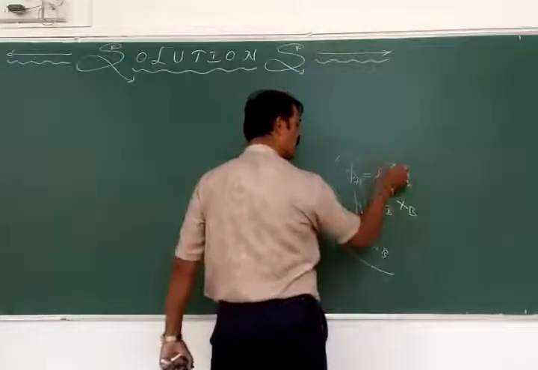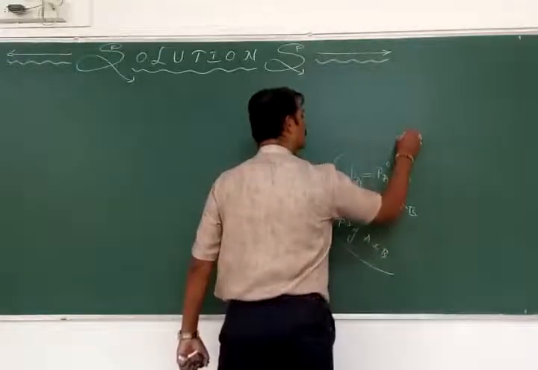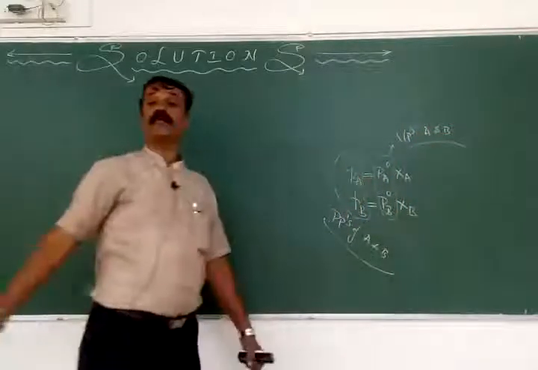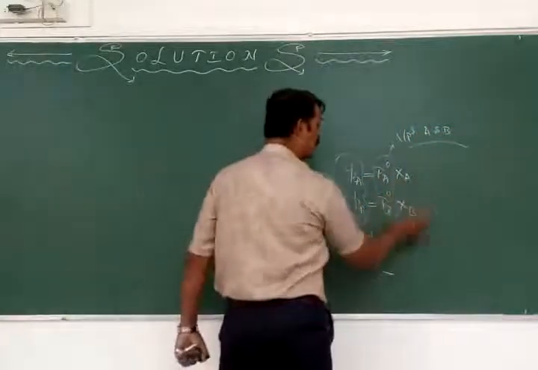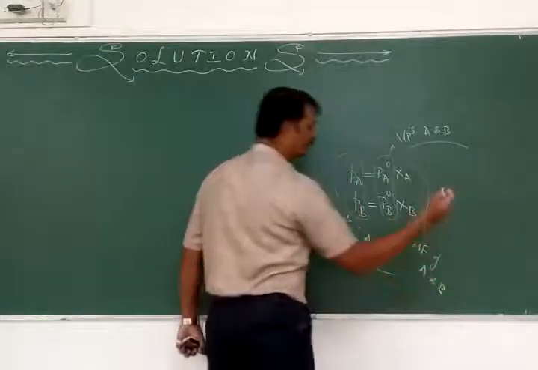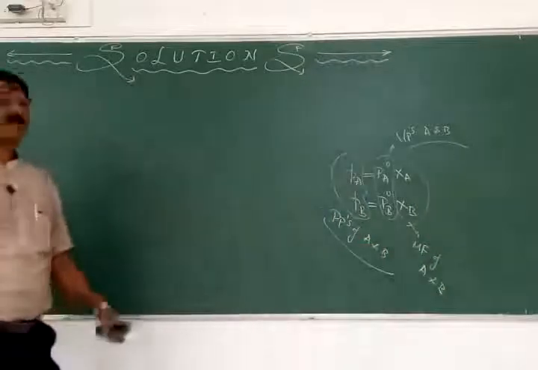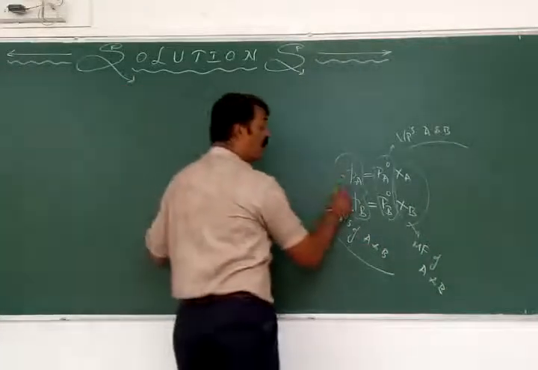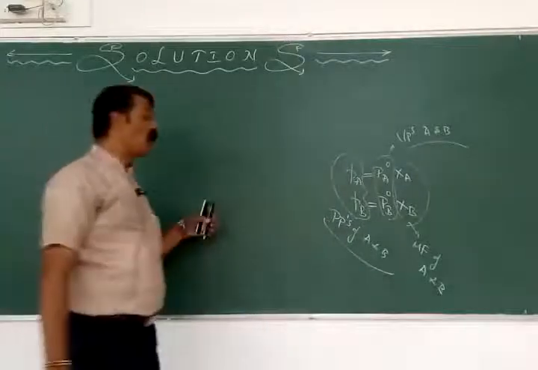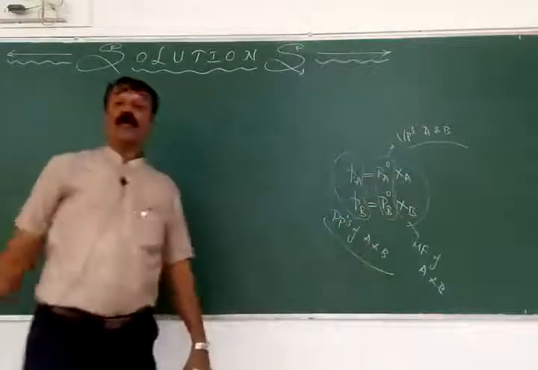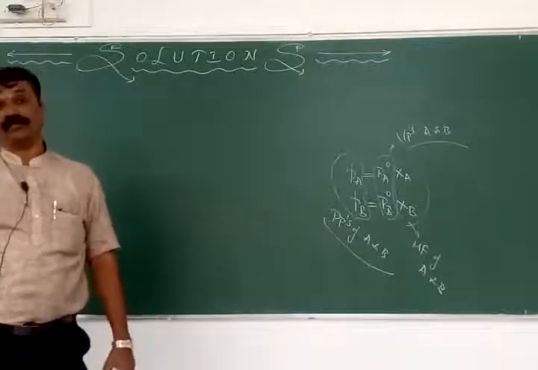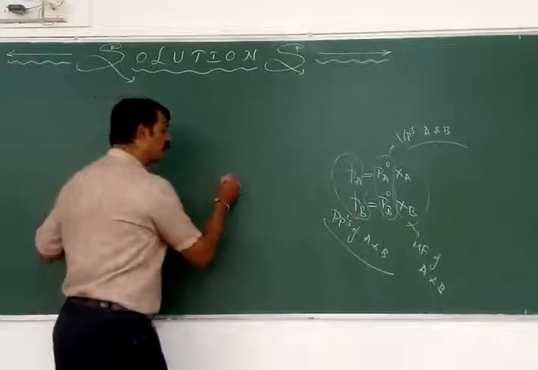What is this? These are the vapor pressures of the two liquids, A and B. Then what are Xa and Xb? They are the mole fractions of the two liquids, A and B. That is, the partial vapor pressure of one liquid in the liquid mixture is always equal to the vapor pressure of that liquid in its pure state into its respective mole fraction.